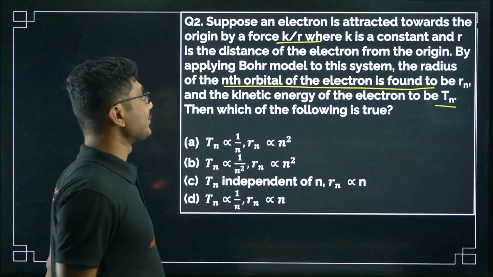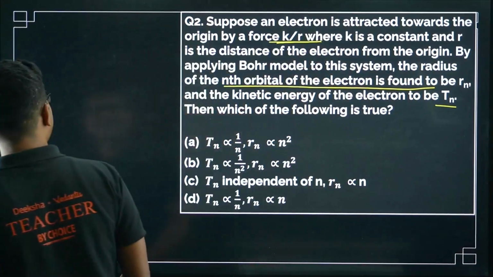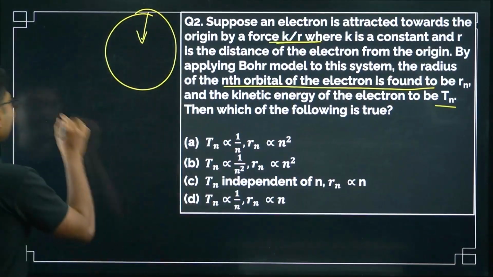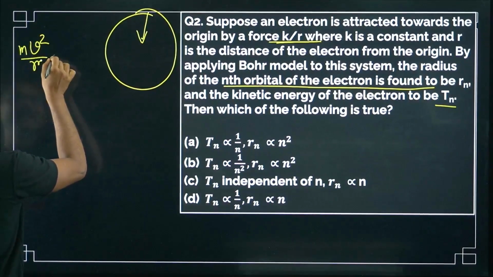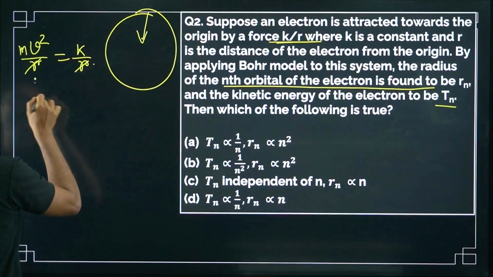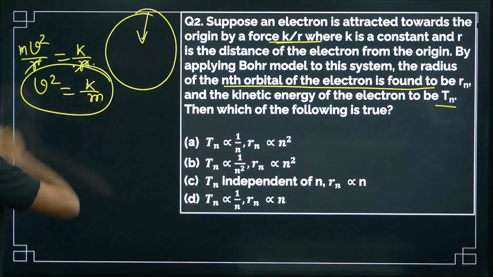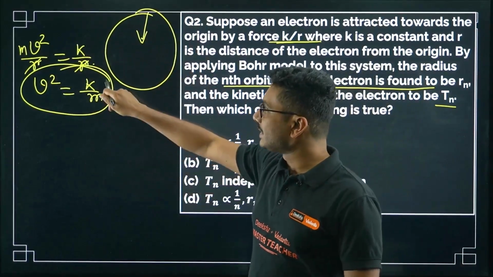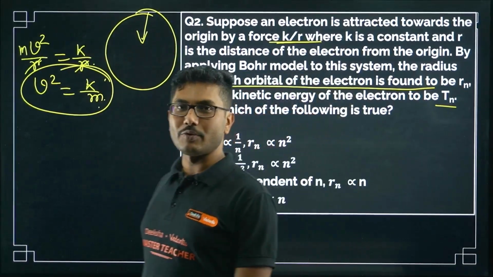Wow, very difficult question. So the attractive force is given. Attracted force means this is the centripetal force. Centripetal force means mv square by r, and that is given as K by r. Now from there r cancels, so we get v square is equal to K by m. K is a constant, and mass is the mass of the electron, so they do not depend on the quantum number n. So velocity is independent of quantum number n.